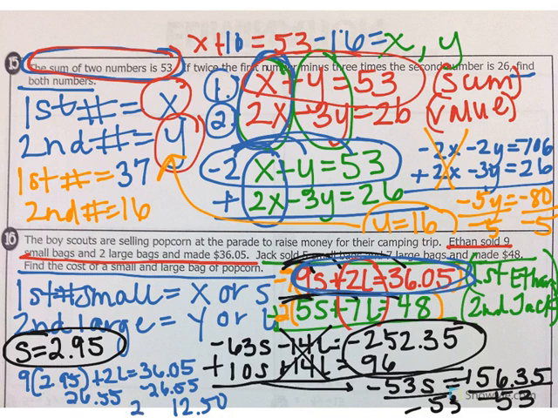Then you have this 2L, so you have to divide by 2. So when you divide by 2, you should get, at the bottom, that y equals $4.75. So L equals $4.75. And those would be your two variables. So this tells you the small bag of popcorn is $2.95 per bag, and the large bag is $4.75.